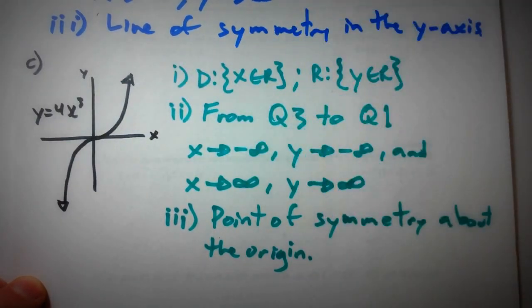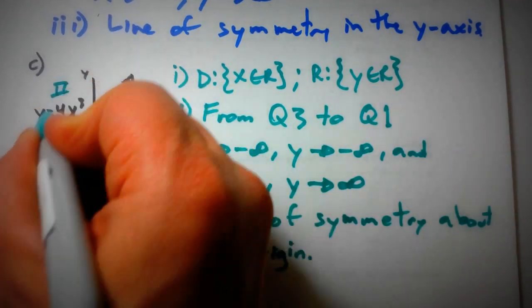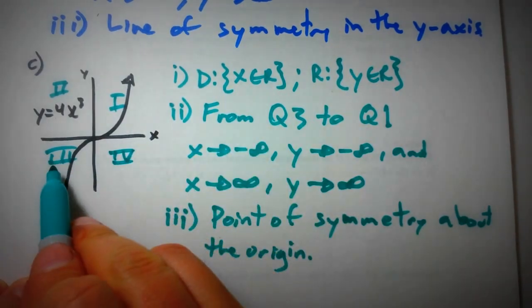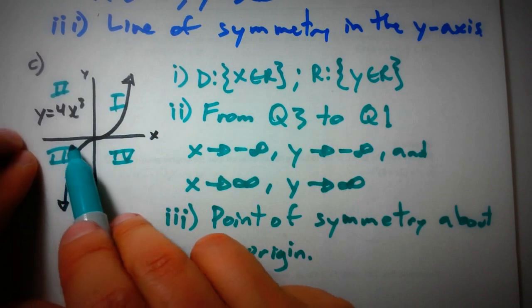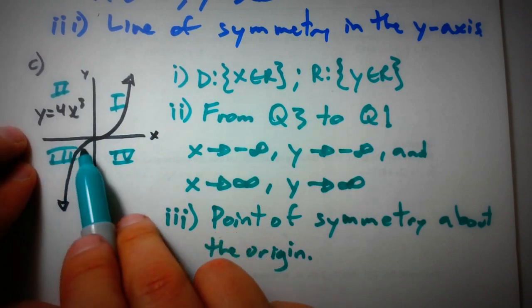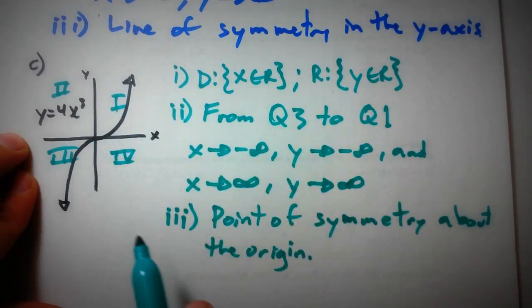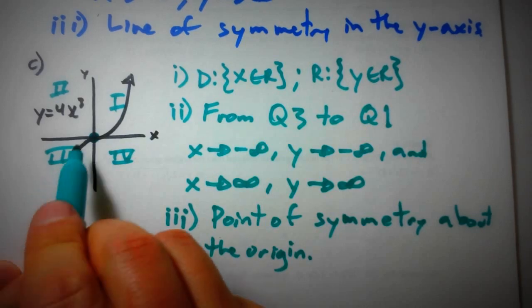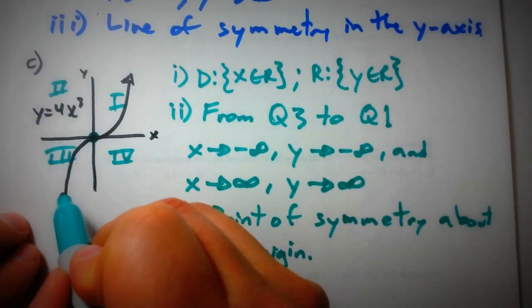We know that it moves from quadrant 3 to quadrant 1, and once again, if you find it helpful, just label the quadrants. As x approaches negative infinity, y approaches negative infinity, and as x approaches positive infinity, y also keeps on getting positive. And of course, there's a point of symmetry about the origin, so we can take half of this, go around 180 degrees, and we get the other half.